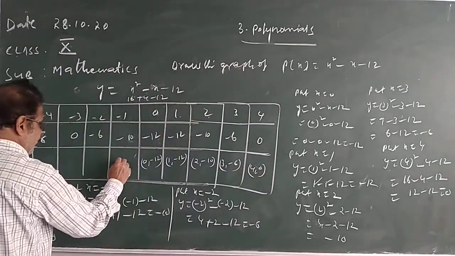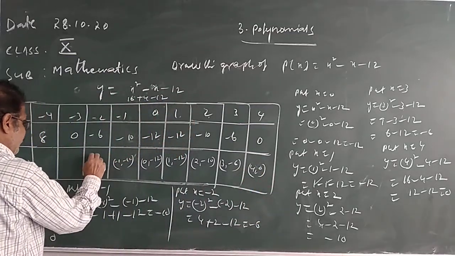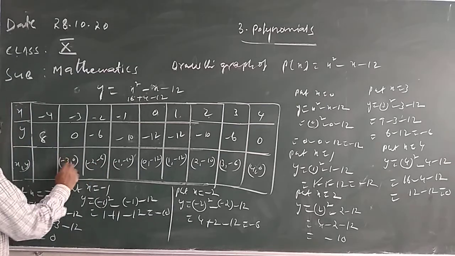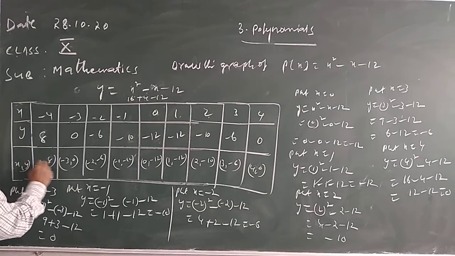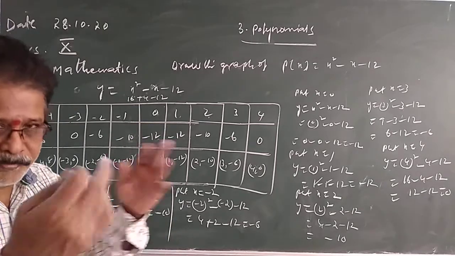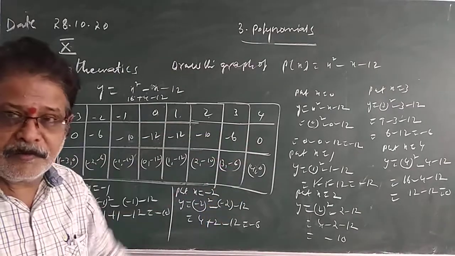When x is minus 1, y is minus 10. When x is minus 2, y is minus 6. When x is minus 3, y is 0. When x is minus 4, y is 8. This calculation should be done on the right side of the graph sheet, in the rough paper. You do this calculation part there.